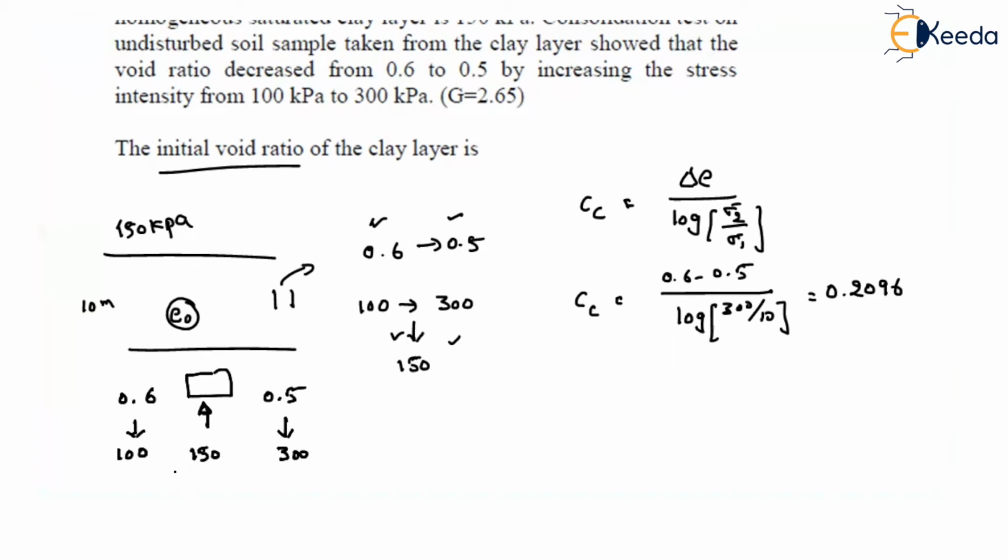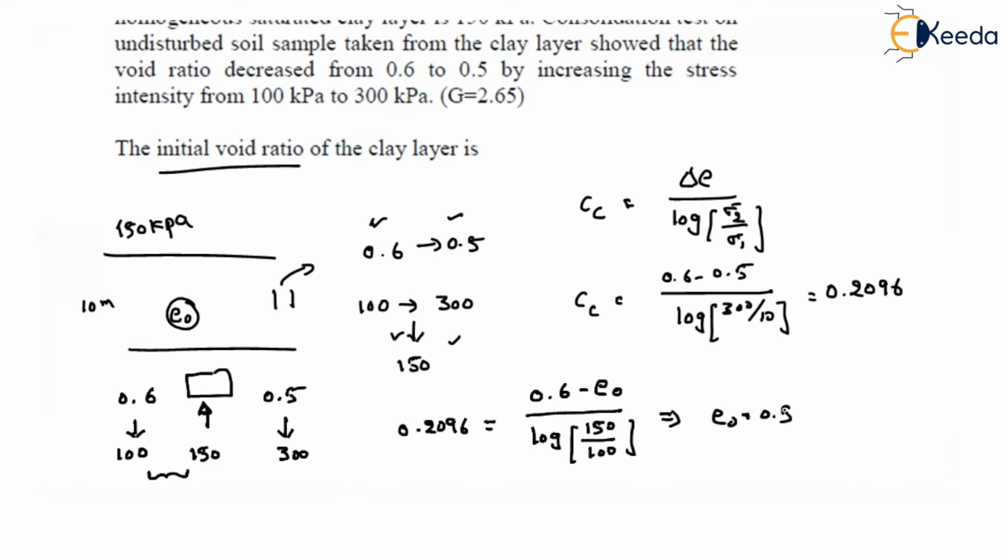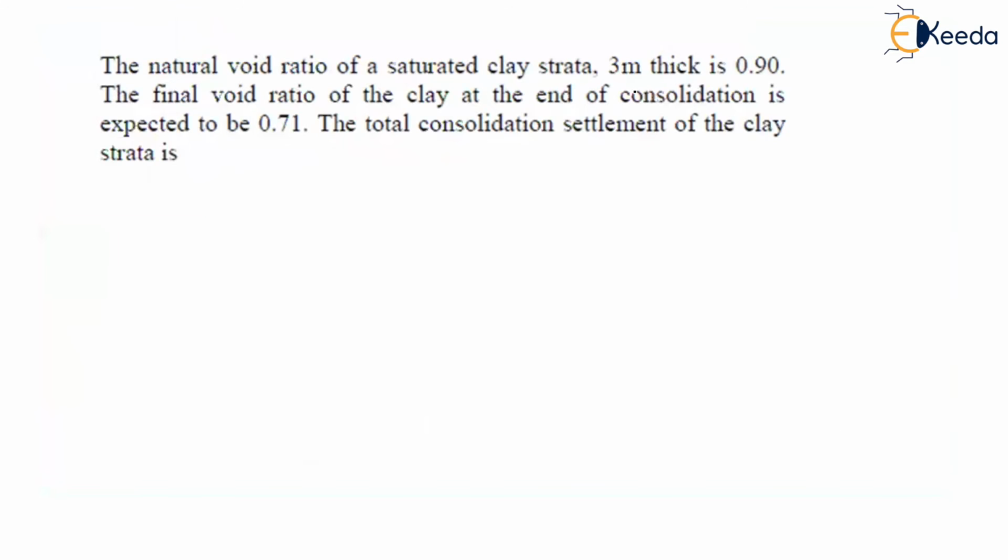Then how can I understand? Suppose if I take these two, I know that my void ratio will be less than at 150. So what will be my compression index? 0.2096 will be equal to, what about the change? 0.6 minus, let us say initial, I am talking about e0, divided by log of 150 divided by 100. That's it. So if you solve this, we will get this void ratio is around 0.56 or something. So this is the problem based on the compression index. Okay. Now move on to the next.